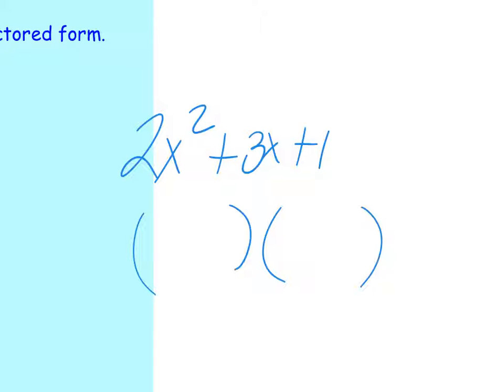Now, everybody try this one. 2x squared plus 3x plus 1. And you'll get why I don't like that other little rule, because these will multiply to 1, but they will not add to 3. So that trick only works when you do an easy factoring.